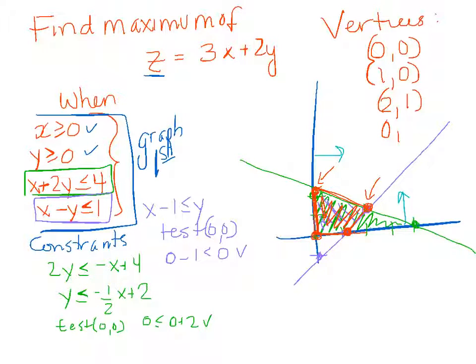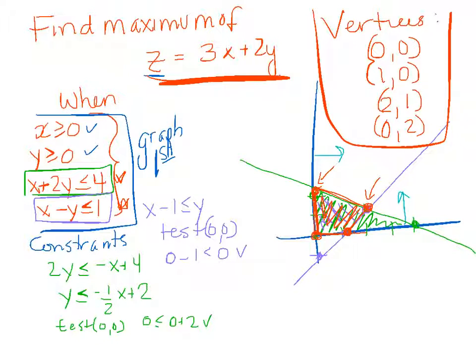Yes, it was, because 0, 2 satisfies this equation, satisfies that equation, so that must be the point. I'm sorry, does not satisfy this one, satisfies this one. It had to be on the green line, right? So 0, 2 is on the green line, that's it. Okay, so those are my vertices. Now I'm going to take those vertices to my next page and test the objective function. So let's go to the next page.